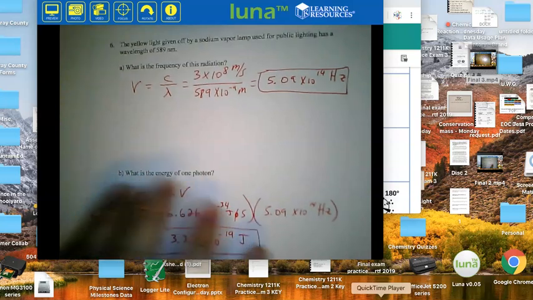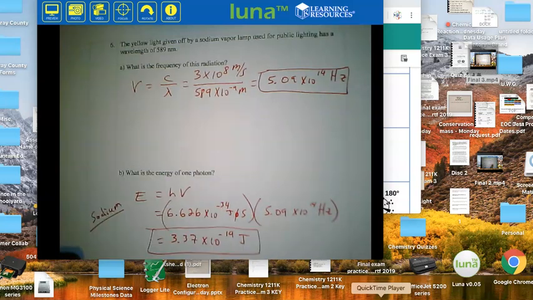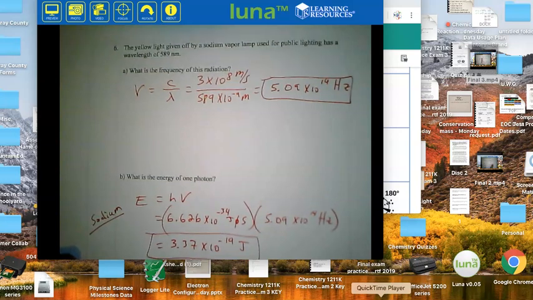All right, number 6 here. This is a yellow light given off by a sodium vapor lamp used for public lighting. It has a wavelength of 589 nanometers. What is the frequency of the radiation?